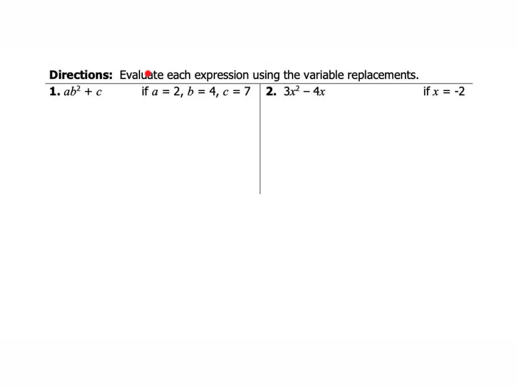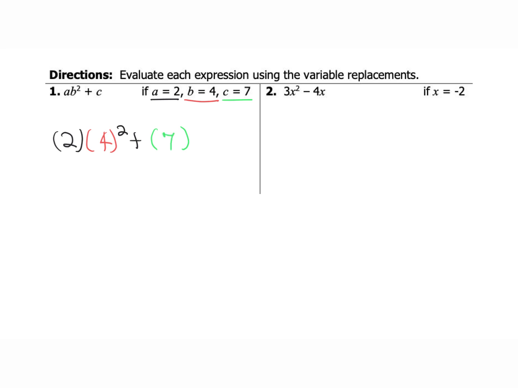All right, we're going to evaluate each expression using the variables. First we have a times b squared plus c, where a equals 2, b equals 4, c equals 7. I'm going to rewrite this with parentheses wherever I see a number. So a is 2, b is 4, and c is 7. Then we follow our order of operations.